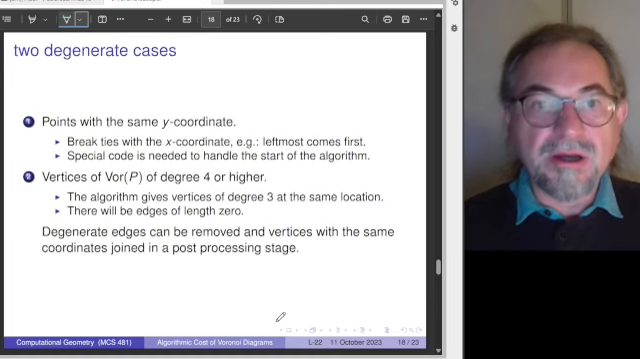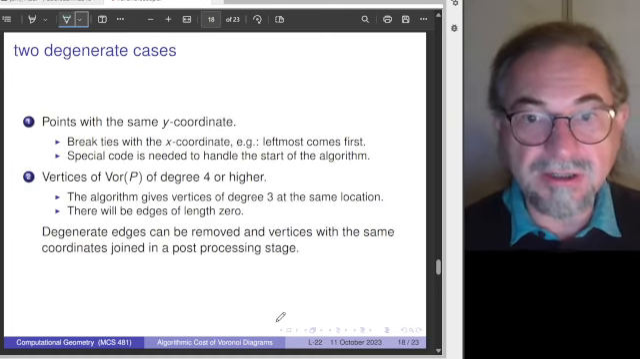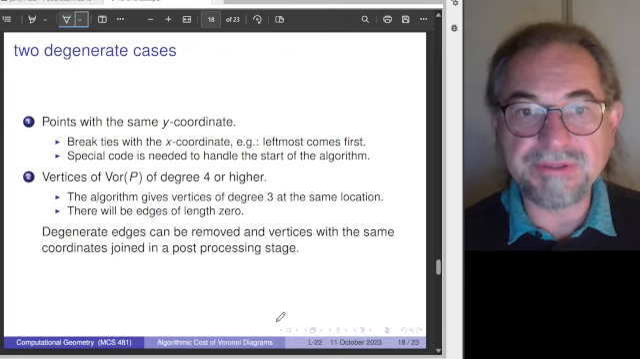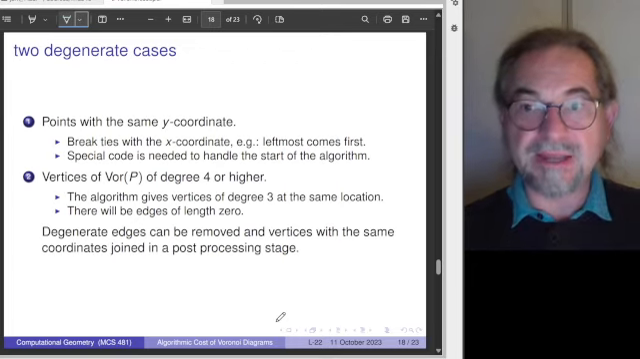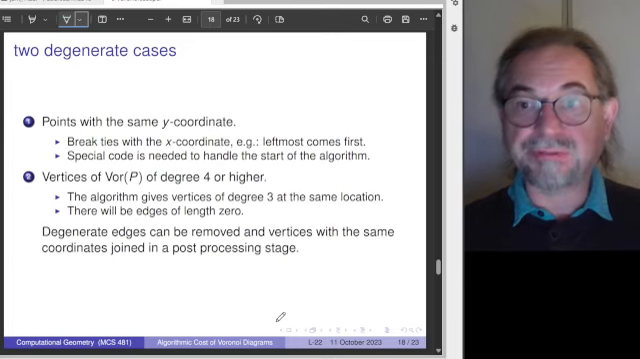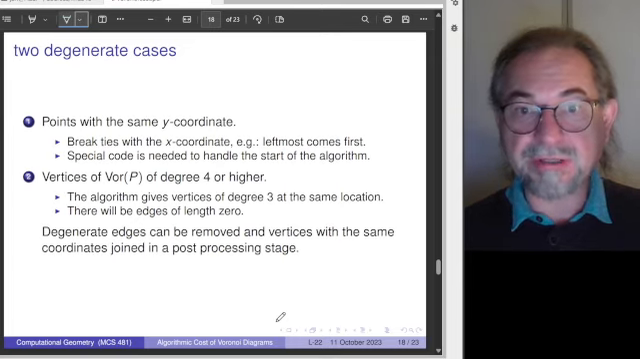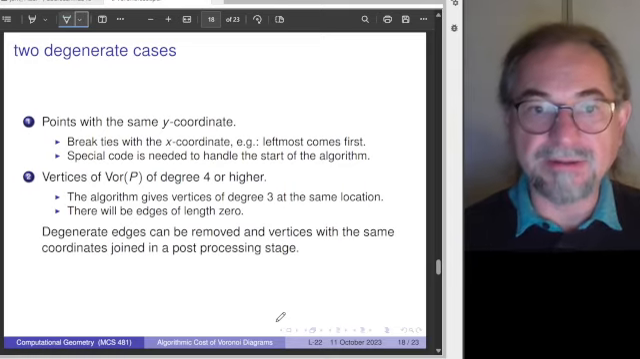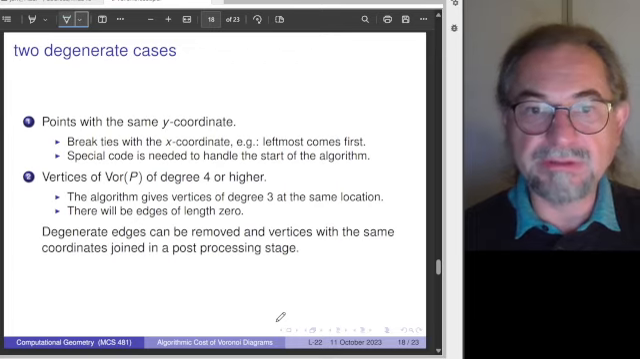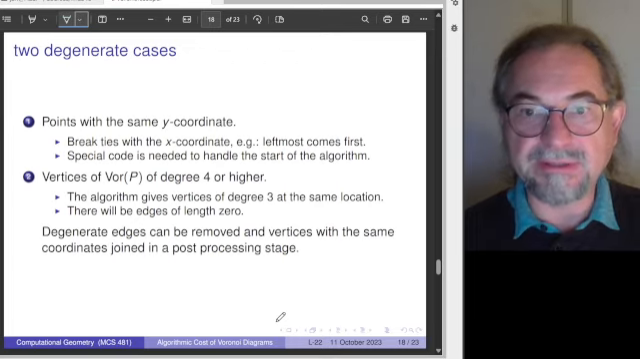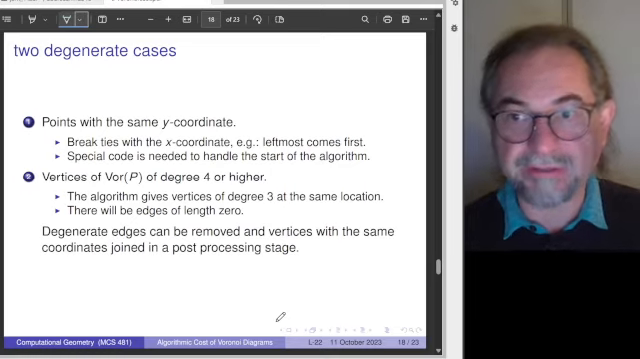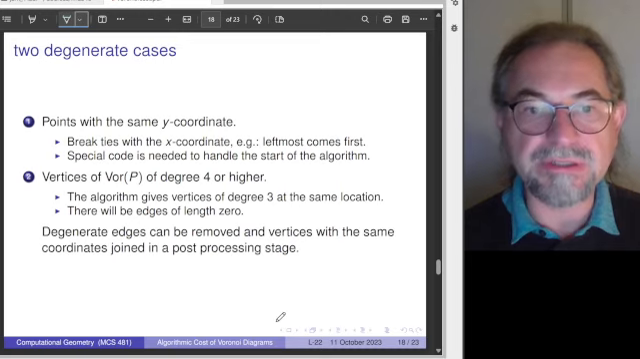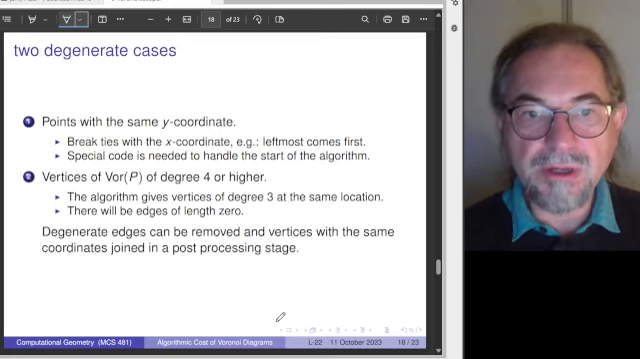Okay. What can still go wrong? What happens if you have points that are at the same height? Which one then comes first in your sweep line algorithm? Which event comes first? Well, you can break ties with the x-coordinates, saying that the leftmost point comes first. This is similar to making a very slight tilt of your coordinate system. One also may need special code.